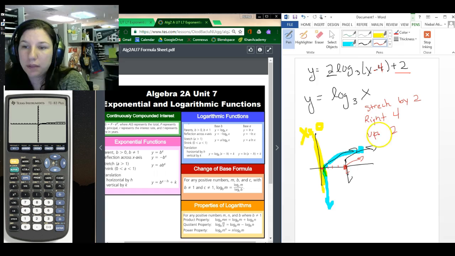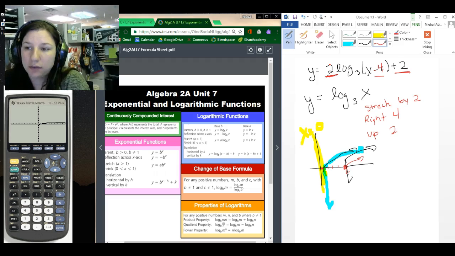So the first key piece of information you need to include is how it's moving to the right or left. If it's minus a number, that goes to the right. If it's plus a number, it goes to the left. How is it moving up and down? If it's adding a number, it's going up, subtracting a number, going down. And then what is it being stretched by? It's whatever number is here in front.